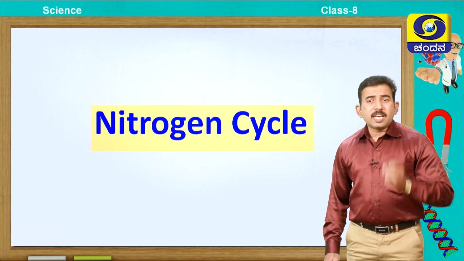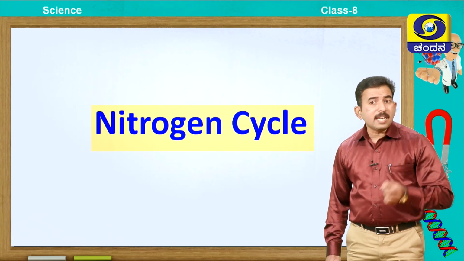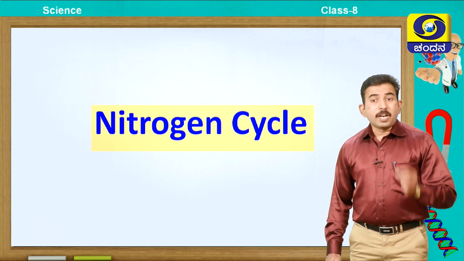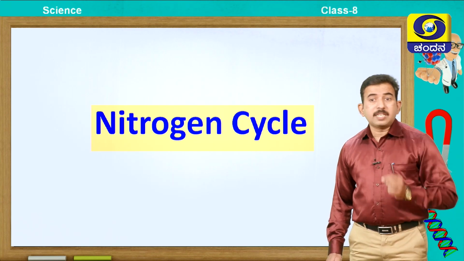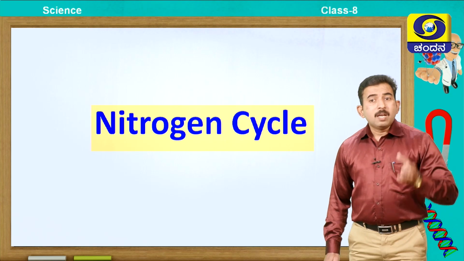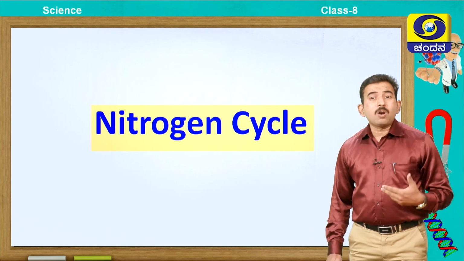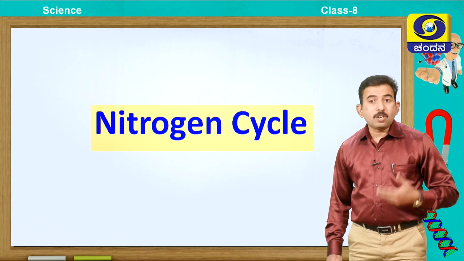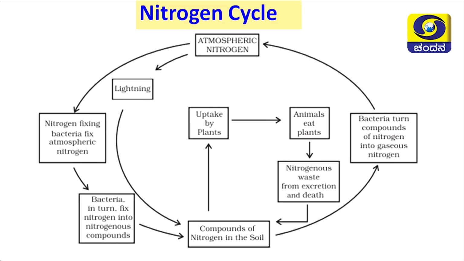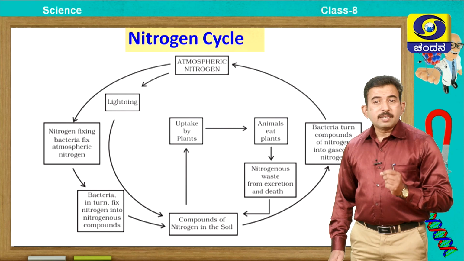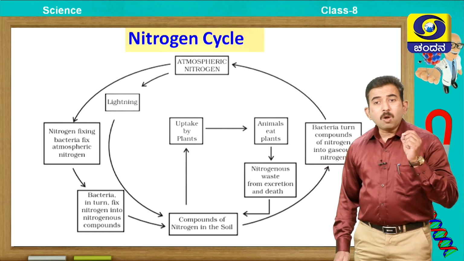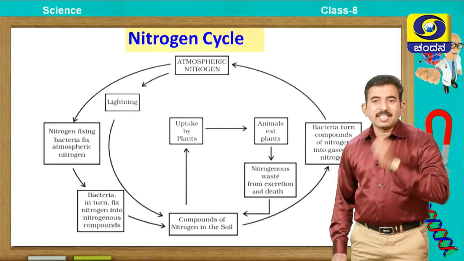A nitrogen cycle is a biogeochemical cycle. Even though nitrogen is present at 78% in the atmosphere, plants and animals cannot directly consume this nitrogen. In any biogeochemical cycle, there are mainly two stages that take place. One is fixation, the second one is recycling. Students, now let us see a small video regarding the nitrogen cycle.